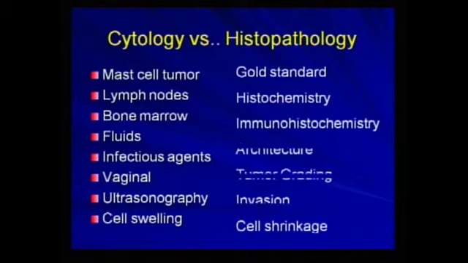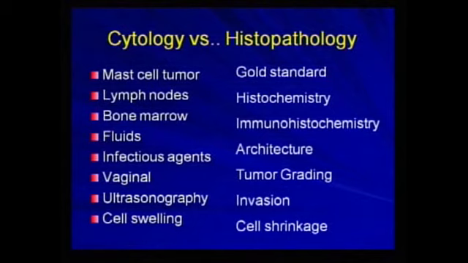But let's look at a couple of reasons that histopathology is better. Histopathology is still considered the gold standard for tumor diagnosis. You do have the ability to look at architecture, especially in infiltrative neoplasms, where invasiveness is the primary characteristic of malignancy, such as thyroid carcinomas. Histopathology is going to be more appropriate.